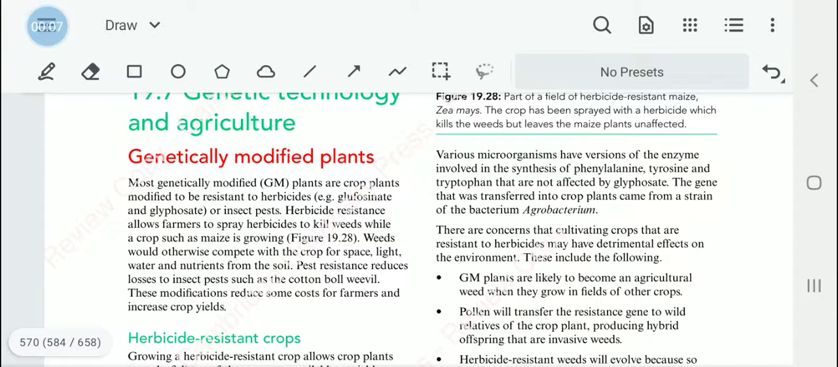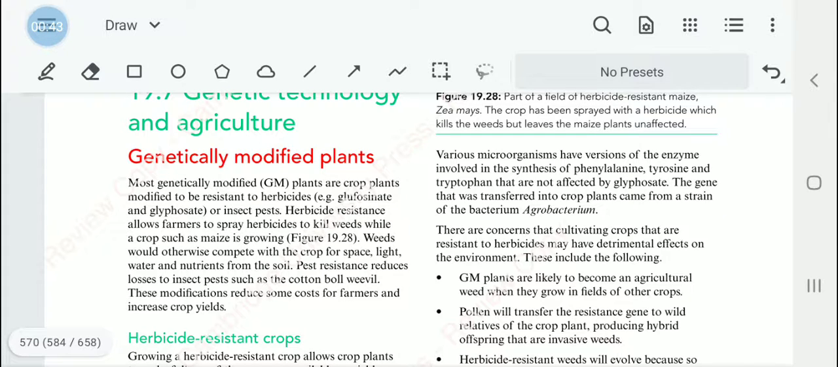Genetic Technology and Agriculture. So, GM plants are the genetically modified plants. Mostly, they are crop plants, obviously, because we have to have some sort of economic advantage with these plants. So these plants would be either resistant to herbicides or insect pests, or could be both.